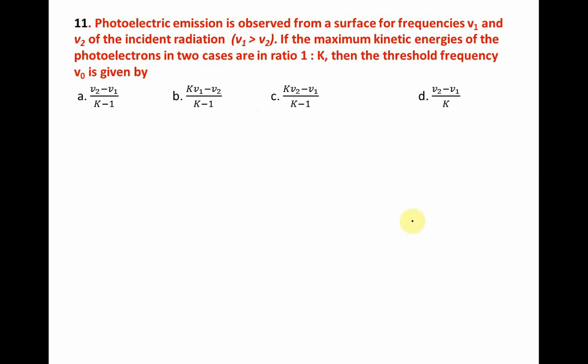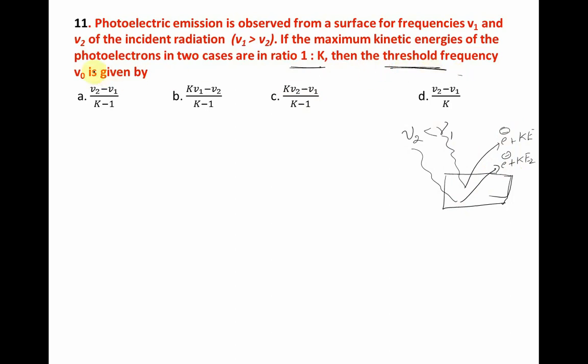They are given a question like this. This is a metal plate. On this metal plate, photoelectric emission takes place when two radiations having different frequencies, this is nu1 and this is nu2, and the condition is nu1 is greater than nu2, fall on it. Now the electron gets ejected with kinetic energy 1, and here also the electron gets ejected with kinetic energy 2. We need to find out, if the ratio of both the kinetic energies is 1:k, then what is the threshold frequency?